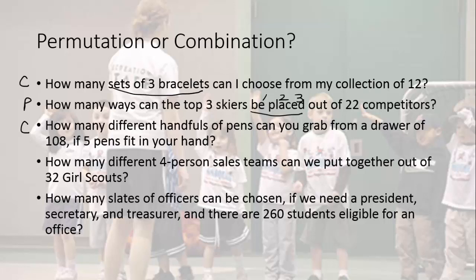How many different 4-person sales teams can we put together out of 32 Girl Scouts? A team is a classic combination problem. Remember the kids getting picked by their coach for teams? That's a combination as long as those 4 people are just a group, a team together. Last of all, how many slates of officers can be chosen if we need a president, a secretary, and a treasurer? And there are 260 students eligible for office. This is a permutation because the 3 things we're choosing is not a random grouping. It is specific titles: president, secretary, and treasurer. So the order that those 3 people get named in is going to make a difference.